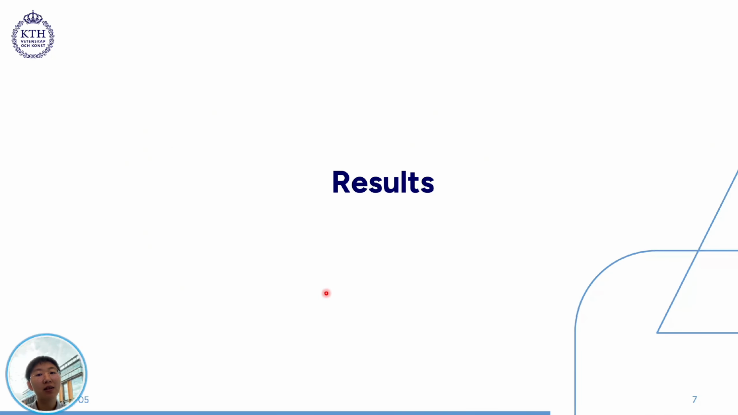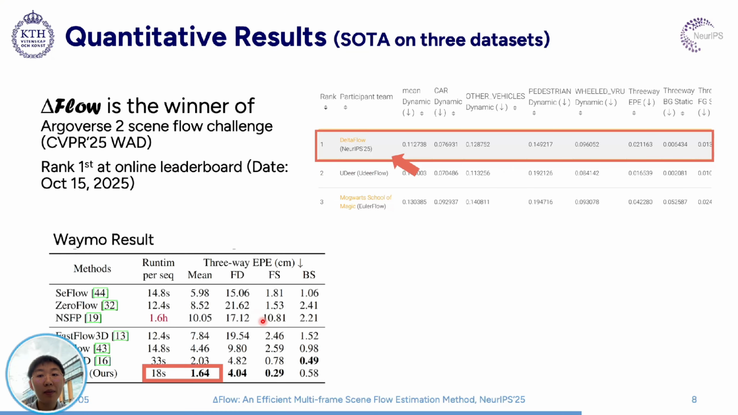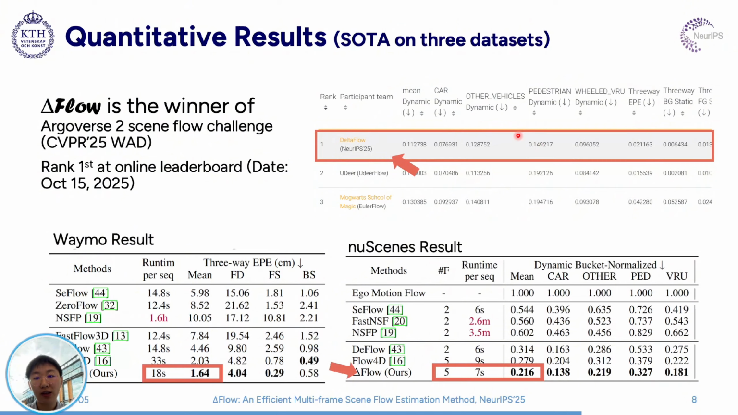Now let's look at the results. DeltaFlow achieves state-of-the-art performance across 3 large-scale datasets: Argoverse 2, Waymo, and nuScenes. On Argoverse 2, it ranks first on the public online leaderboard with 22% lower error and 2 times faster inference than the next best multi-frame method, Flow4D. It also consistently outperforms others in all datasets and all categories, especially on pedestrians and vulnerable road users like here.